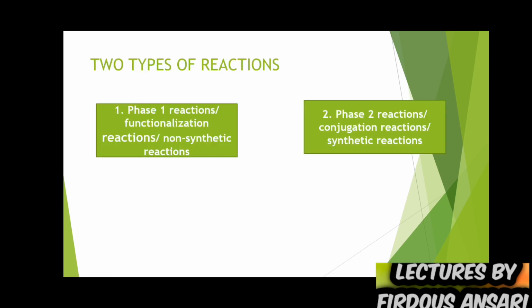Next, there are two types of drug metabolism reactions. The first one is the phase 1 reaction, also known as functionalization reaction or non-synthetic reaction. The second one is known as the phase 2 reaction, or conjugation reaction, or synthetic reaction. Now, why is phase 1 known as phase 1 and phase 2 known as phase 2? Because 1 comes first and 2 comes after 1. That means any drug that has to undergo metabolism should first go through the phase 1 reaction and then the phase 2 reaction.